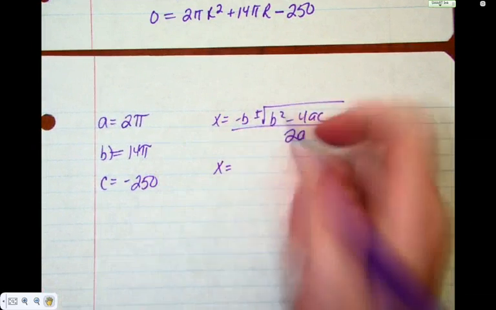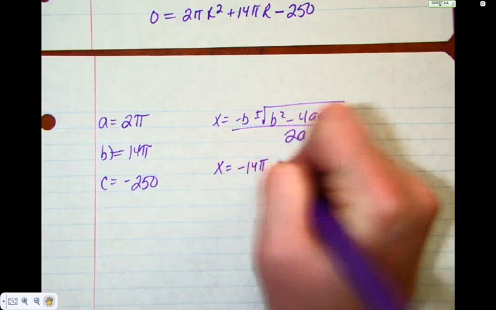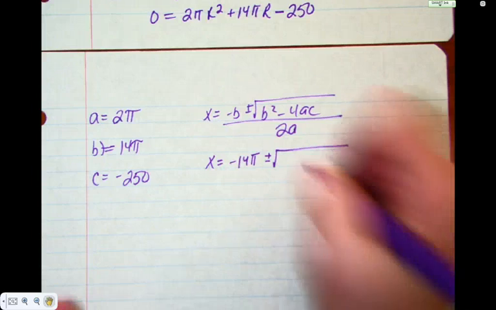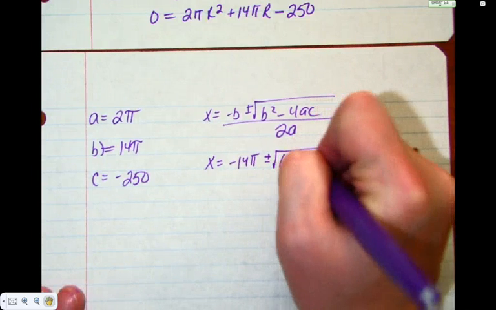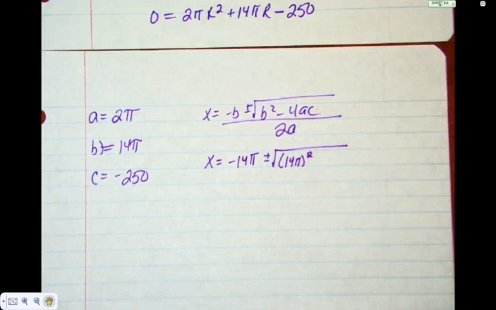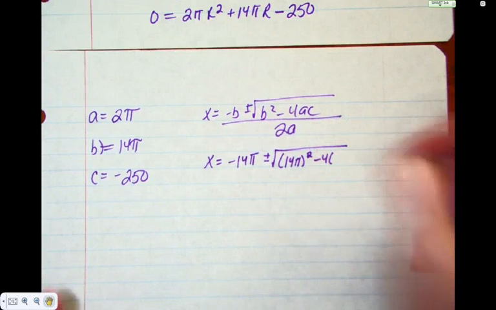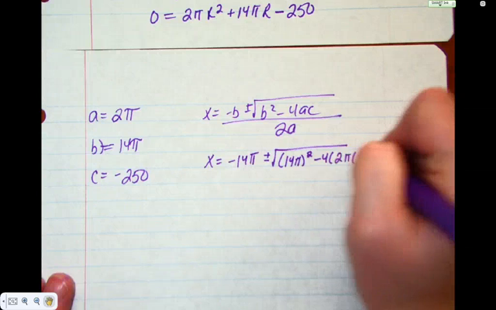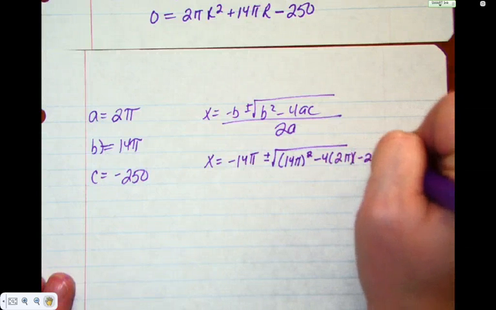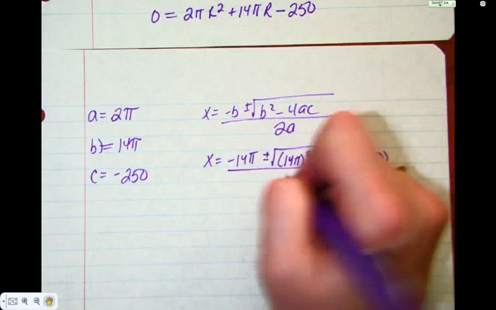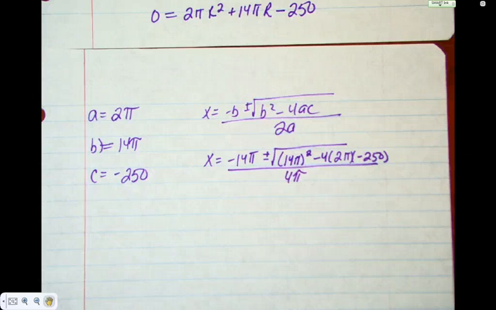Okay, so negative b is going to be negative 14 pi. I'm going to let the calculator do the squaring, so I'm just going to put my 14 pi in brackets and put a squared. And then minus, and I'm like, yeah, I don't want to do all this. Calculator can do it. On the bottom, I might do it because it's easy. So 2 times 2 pi is 4 pi.